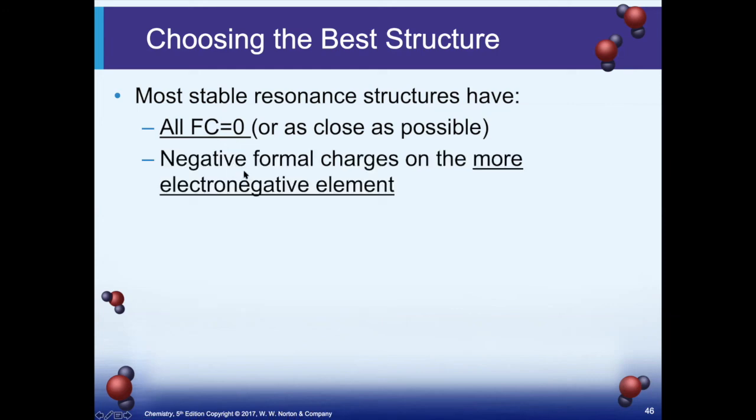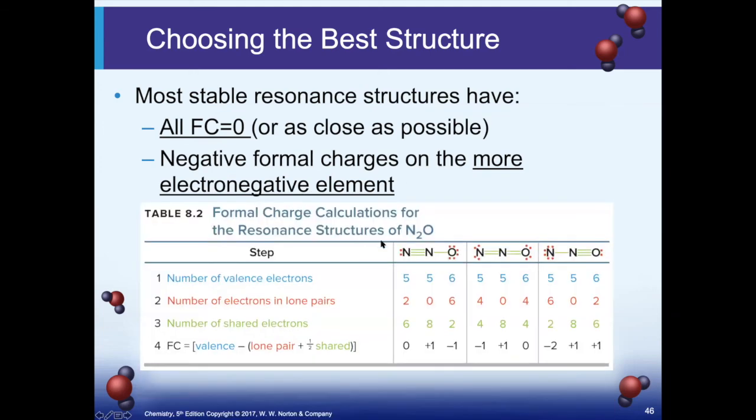The next rule is, let's say that you can't get all the formal charges to 0, and you end up having to put a negative formal charge on something. Well, you want to pick the one where you put the negative formal charge on the most electronegative element, or the more electronegative element. For example, these are the three Lewis structures that I just generated right here. And so in your handout, you don't have rows 1, 2, and 3.